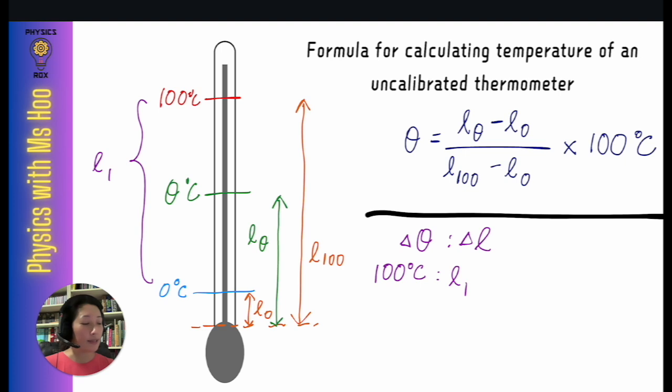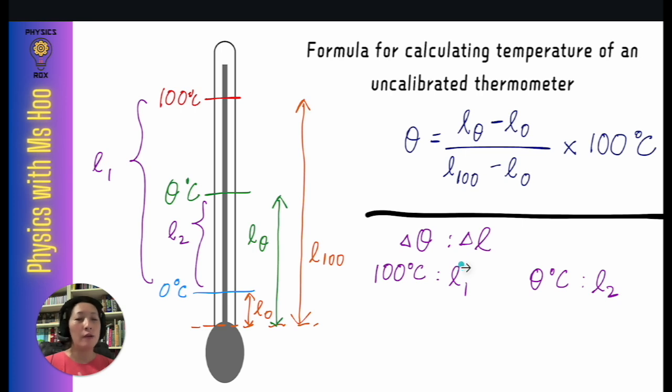Now, compare this against the unknown. So the unknown in this case is theta. But remember, we're not taking theta directly. We need to take the difference in temperature. So the difference between theta and 0, theta minus 0, you get theta. This ratio would be equal to the length between theta and 0. So I'm going to mark this as L2.